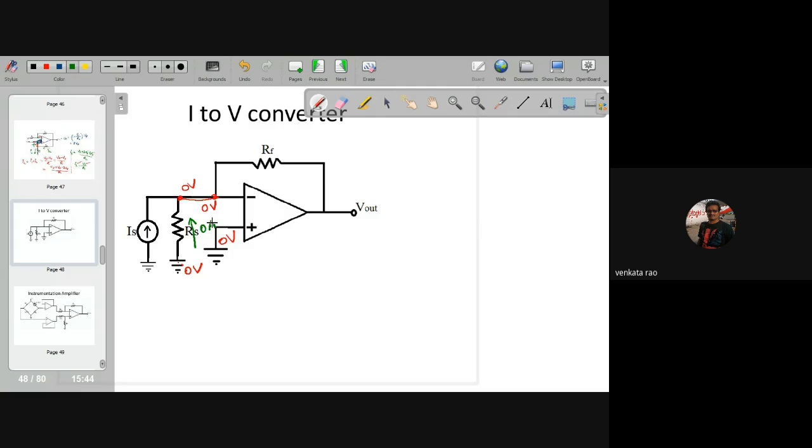Now let us take this is current IF and this is the current IS from this side. Now I am applying KCL at this node. So IS is equal to IF. IF means the voltage at this point minus the voltage at this point, by R. Voltage at this point is 0, so here it is V naught by R.